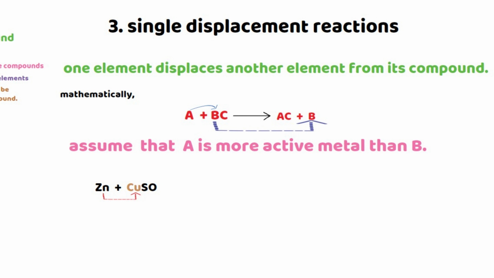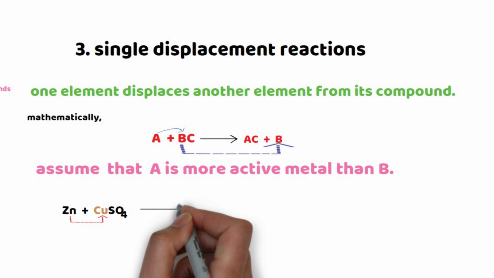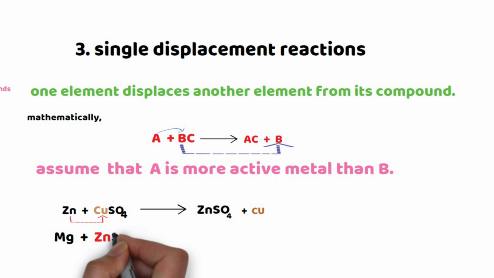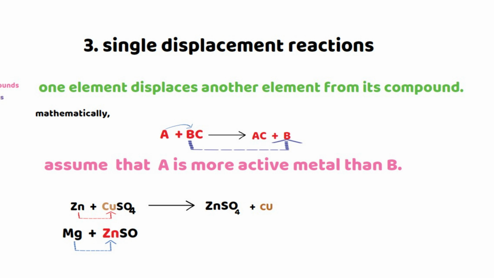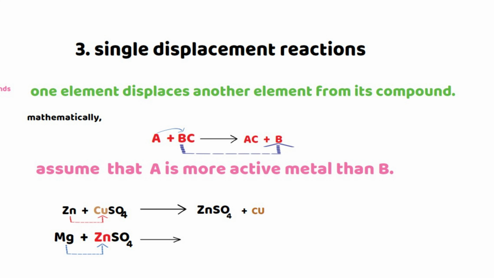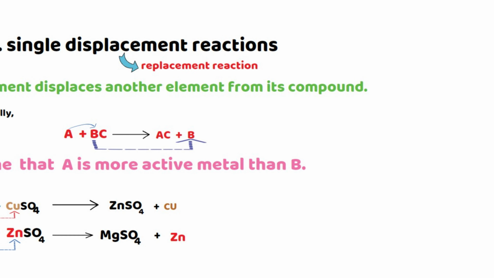Zinc plus copper sulfate. Here, zinc displaces copper and takes its place, and finally it produces zinc sulfate plus copper. Another example, magnesium reacts with zinc sulfate. Here magnesium displaces zinc and takes its place, finally it produces magnesium sulfate plus zinc. The single displacement reaction is also known as replacement reaction.